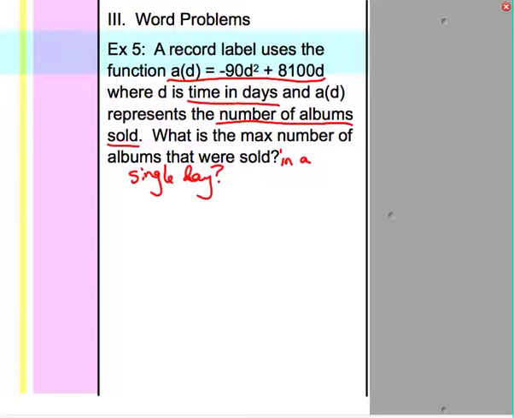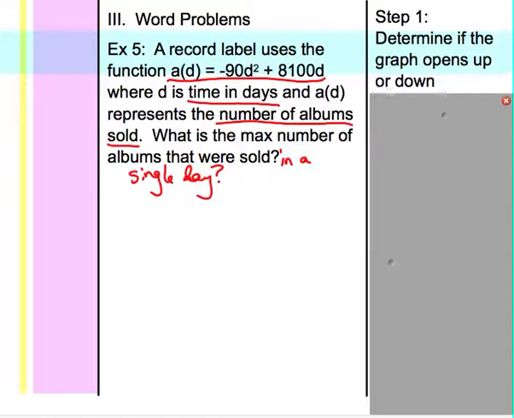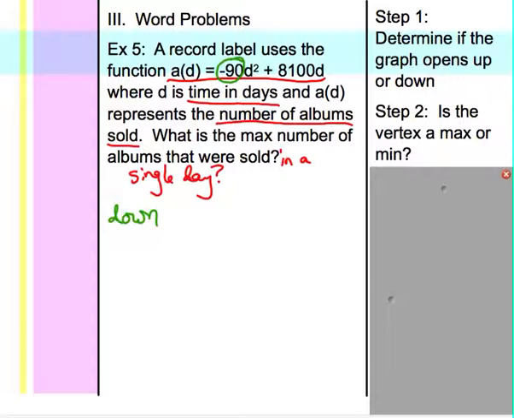All right, so when you hear the word maximum, you should be thinking vertex. So step one, determine if the graph opens up or down. Looking at our function, the A value, the coefficient of our D squared term, is negative, so our graph opens down. And then determine if the vertex is a maximum or a minimum. If the parabola opens down, the vertex will be a maximum.